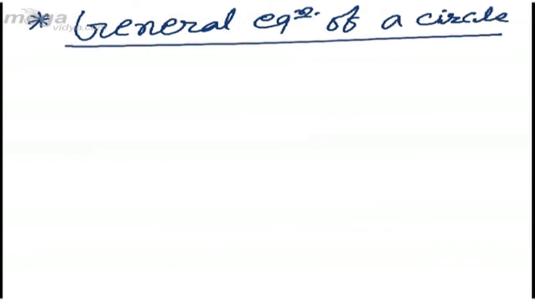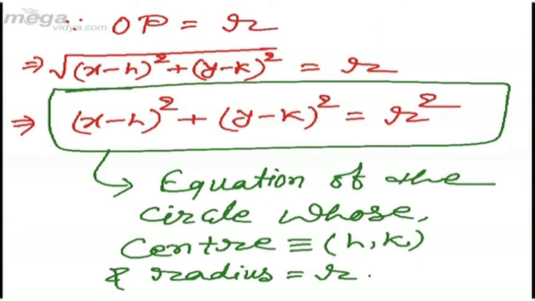Now student, I am writing the third form, which is called the general equation of a circle. We can see the general equation from here. General equation means we will just write it in the expanded form. So just expand x minus h whole square and y minus k whole square, and then we will write all of these together.